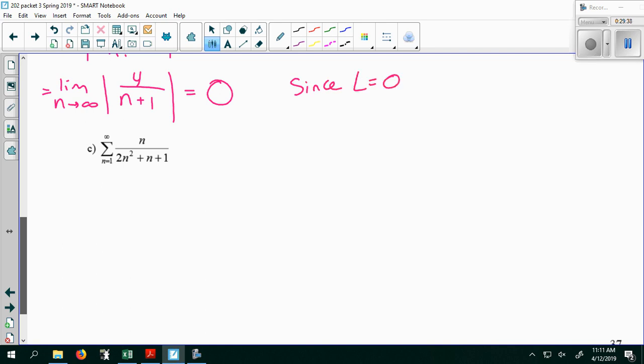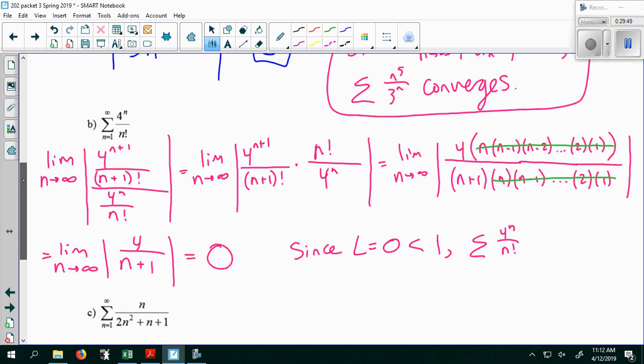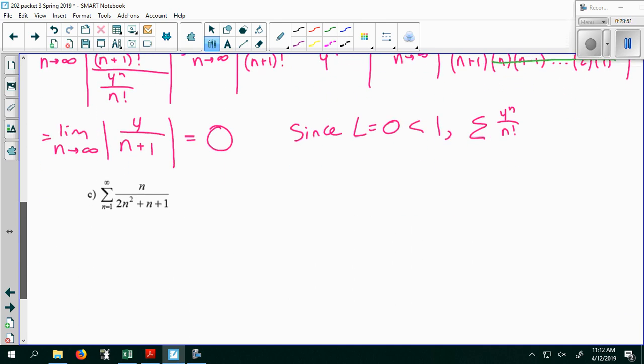Since L equals 0, which is less than 1, the sum of 4 to the n over n factorial, is that the right order? Yeah, converges by the ratio test.